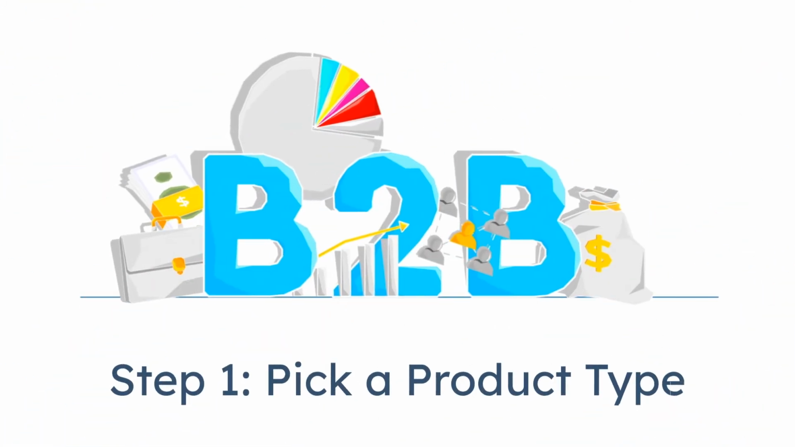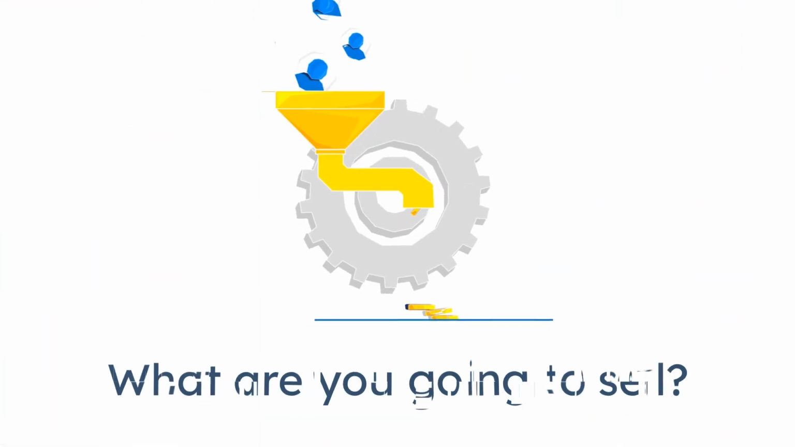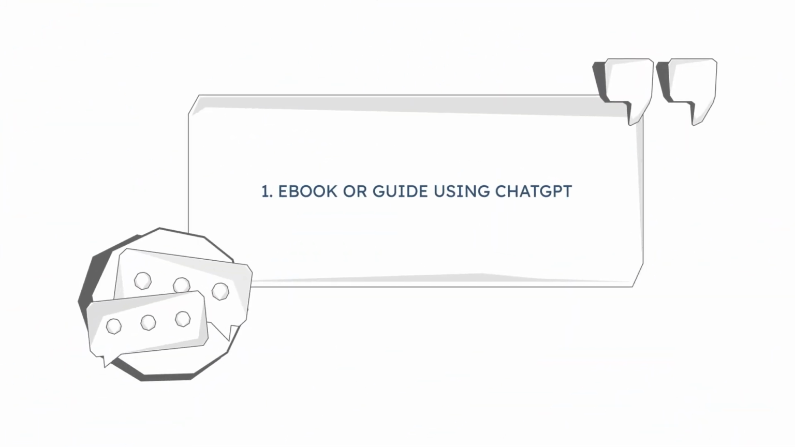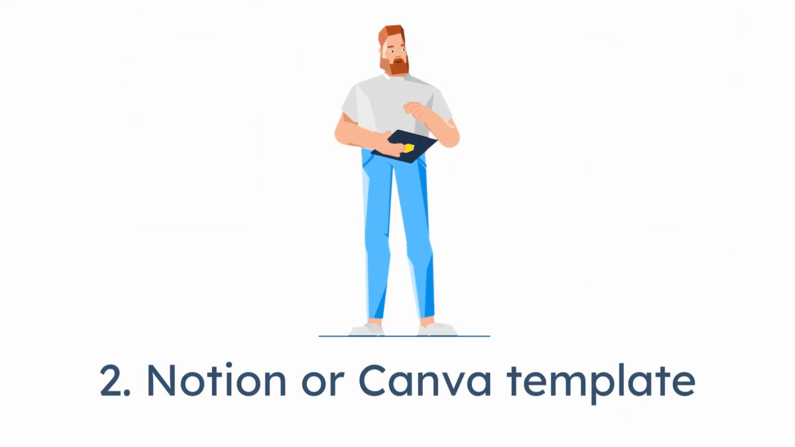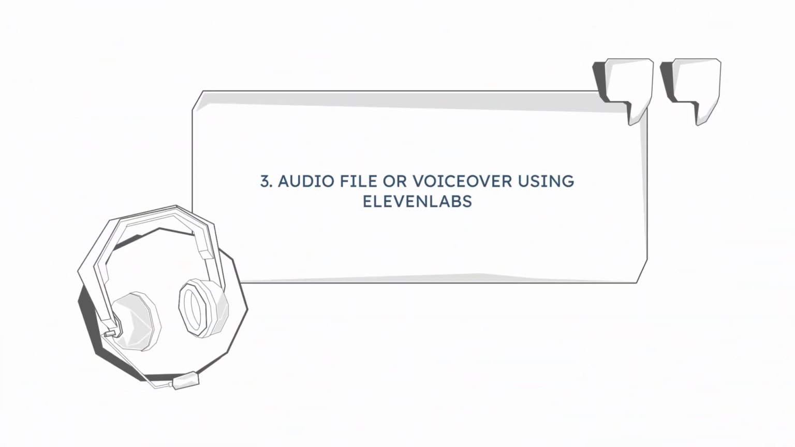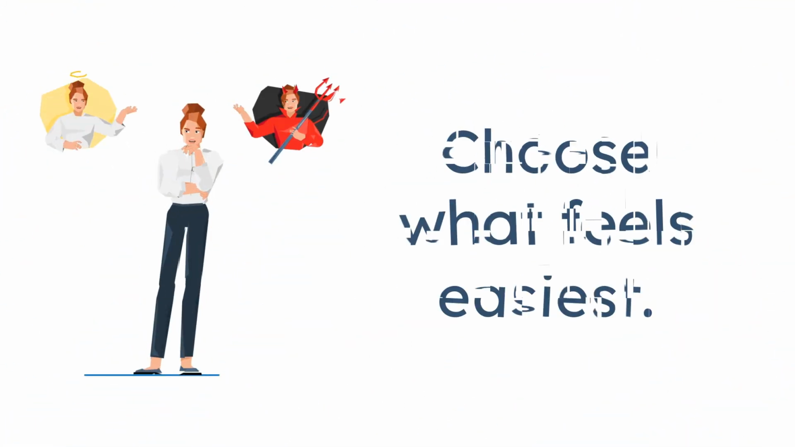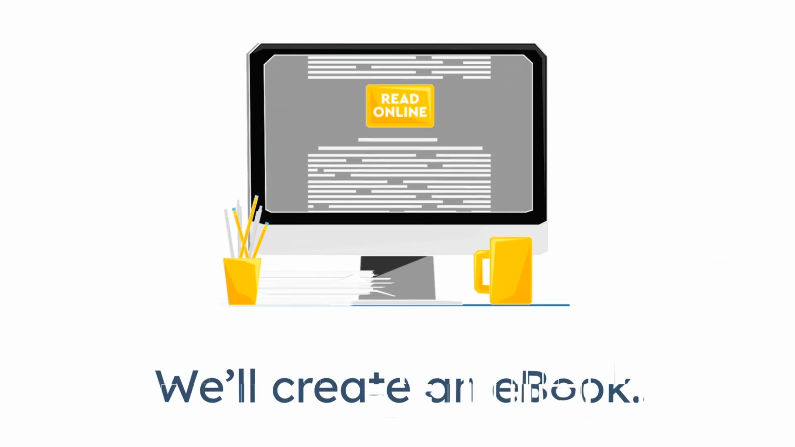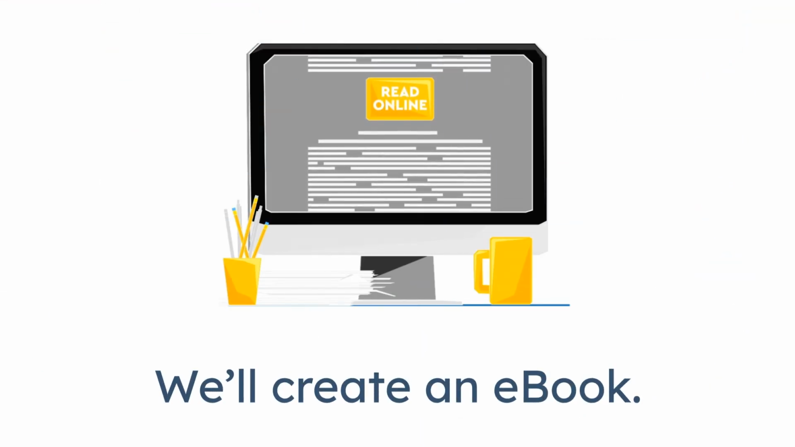Step 1, pick a product type. Let's start with what you're actually going to sell. Here are 3 simple, beginner-friendly, AI-powered digital products you can create. A short ebook or guide using ChatGPT. A Notion or Canva productivity template. An audio file or voiceover using 11 Labs. Pick the one that feels easiest to you. For this video, we'll go with option 1, an ebook.